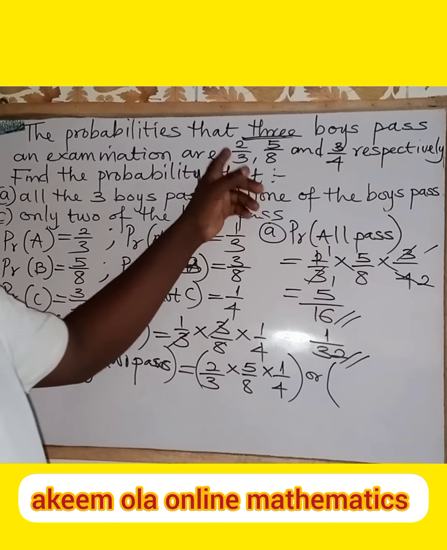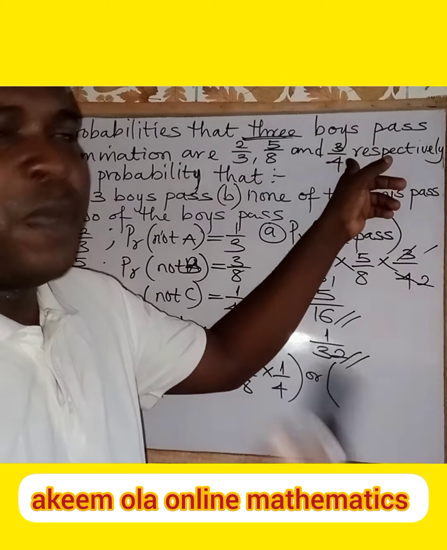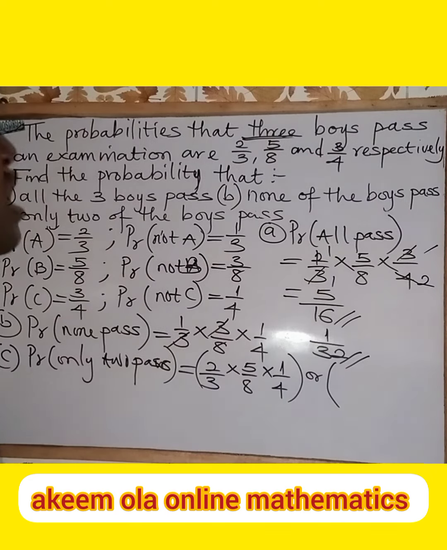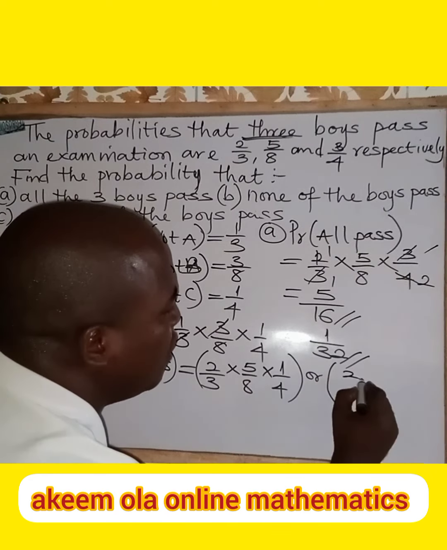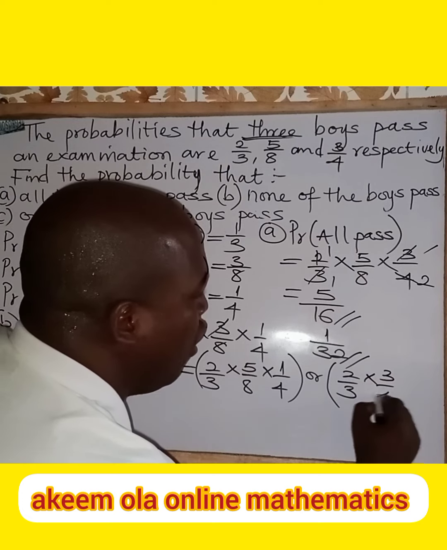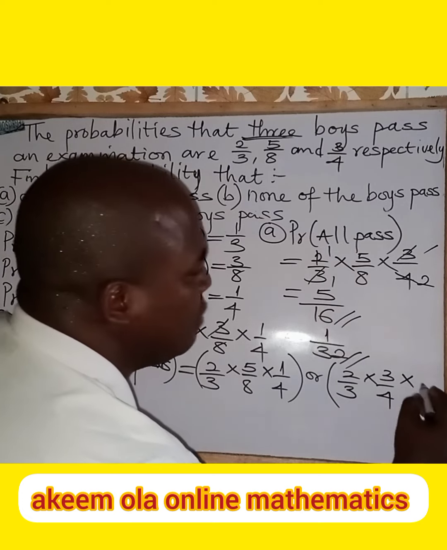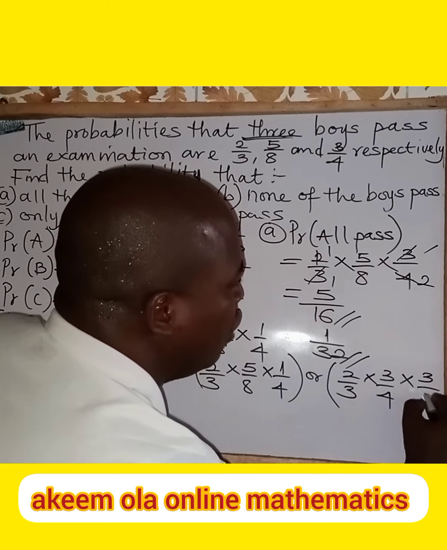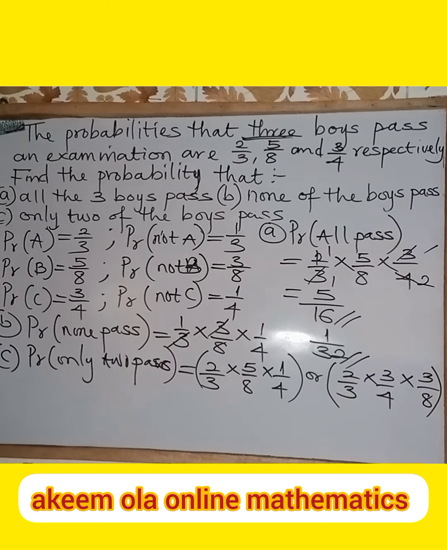Now I'm going to consider A and C. They will pass, while B will fail. If A and C pass, that means we have 2/3 times 3/4. While B fails, that means I'm going to have 3/8. I have the second one. Then the third one will now be plus. I have the third one.